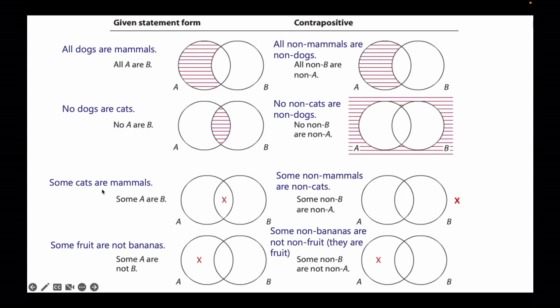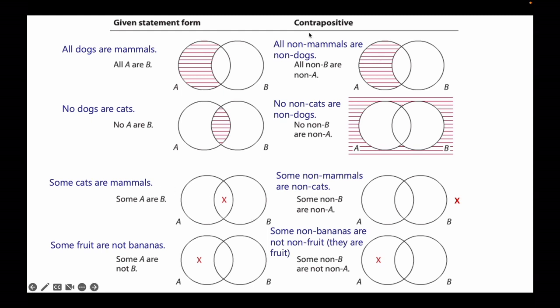Also, in the I form, as you can see, I have 2 different diagrams, which means that the truth value of the original is not preserved in a contrapositive form. The I form says that some cats are mammals. That's why, as I explained earlier, we have an X right in the middle in logical area 2, to indicate that some members of the subject are also members of the predicate.